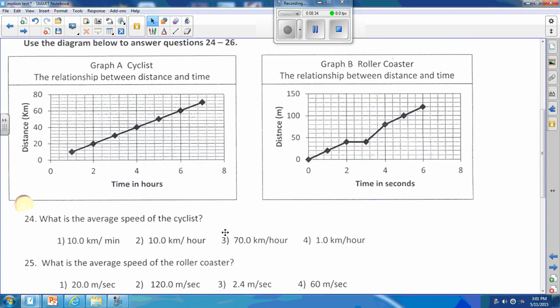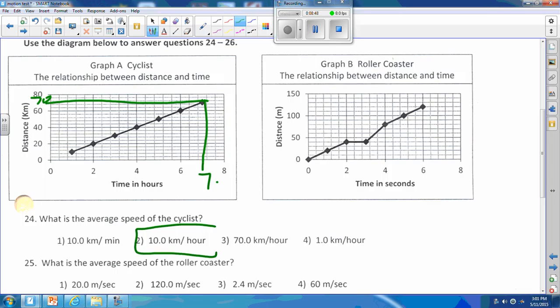So what's the average speed of the cyclist? Well, if you take the last answer, which is in between 6 and 8, I'm going to say it's probably 7, and then we're going this way, it's probably 70. So 70 divided by 7 is 10 kilometers per hour.